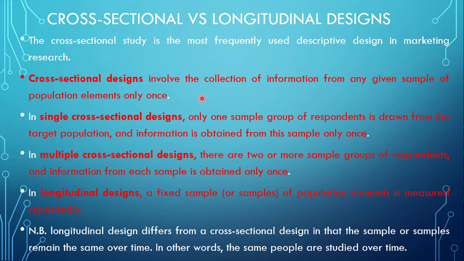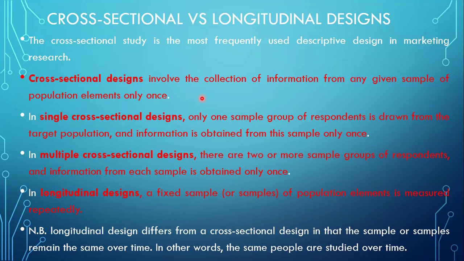If you are going to use a single cross-sectional research design, there is only one group between 18 to 25. Okay, so the cellular phone usage in the age between 18 to 25, then there is only one group, then it is known as single cross-sectional designs. But if there are two or more sample groups, then it is known as multi cross-sectional research design.